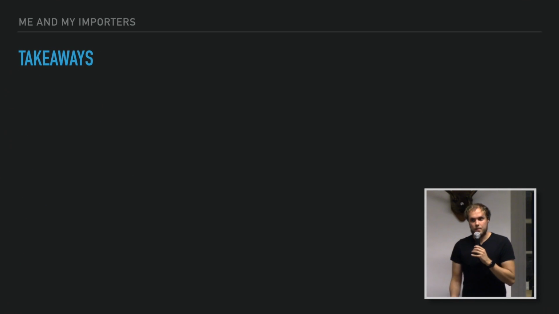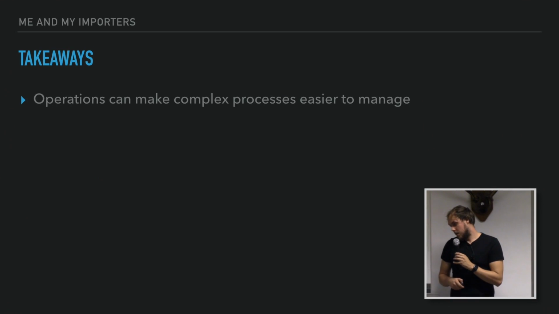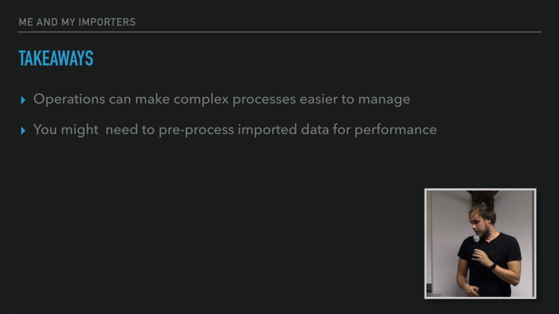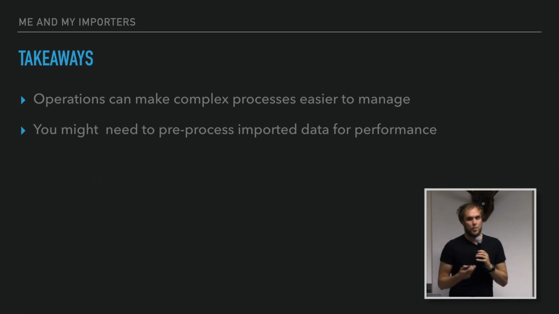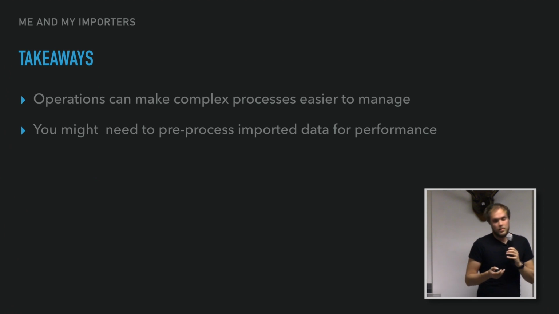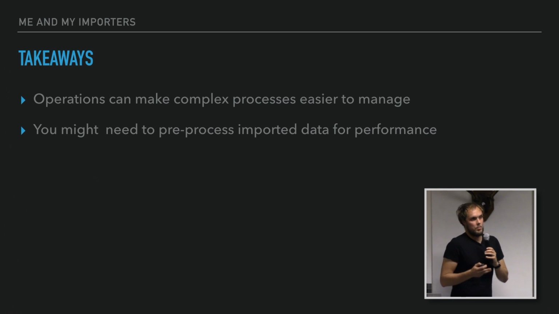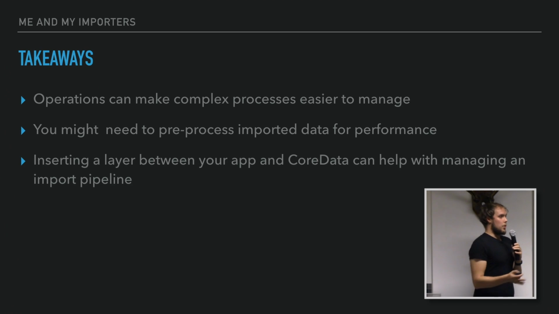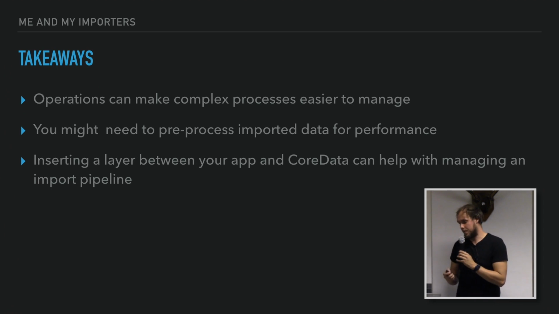So the main takeaways of me and my importers is that operations can make a very complex process very easy to manage. Second of all, it might be nice to pre-process API responses before you import them or before you really try to use them, because they could contain a lot of duplicated data that makes processing really slow, and you could speed it up by collecting unique stuff before trying to do things with it. And lastly, inserting a layer between your app and CoreData can really help clean up what CoreData does in the background and help you manage what you want to do in your app.